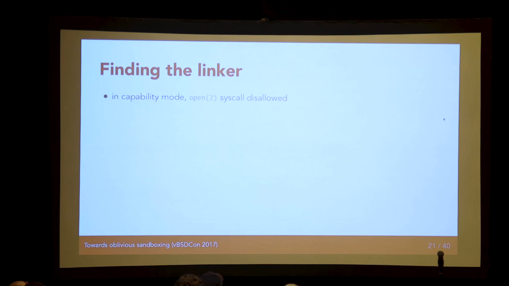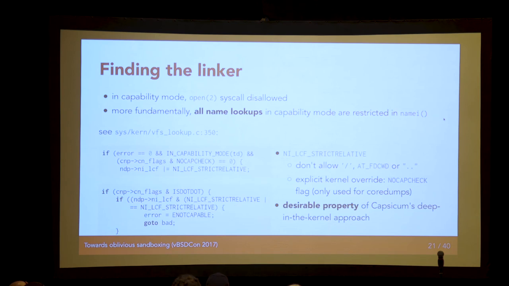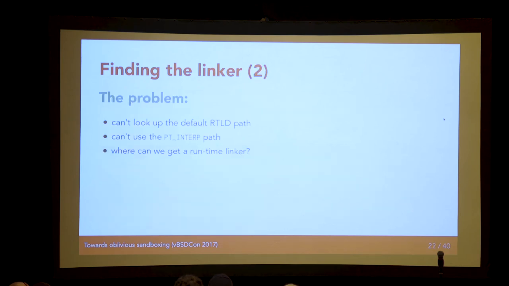OK, so how can we find the linker in capability mode? Fundamentally, all name lookups in global namespaces are restricted in capability mode. In the file system, it's in this function called namei, in VFS lookup, which, if we're in capability mode or if there are certain other conditions, sets a flag that we are performing strictly relative lookups. You can do openat relative to this directory. You can open things inside of that directory, but you cannot dot-dot outside of that directory. This is a desirable property of the way that we're doing confinement in Capsicum, because it allows us to have confidence that the stuff actually works and gives us a coherent security policy.